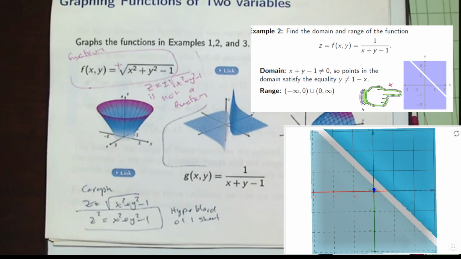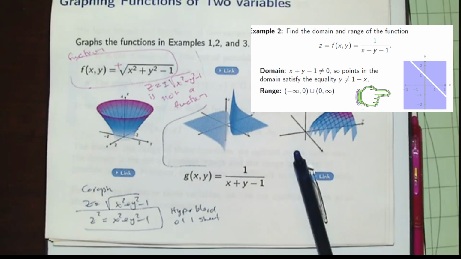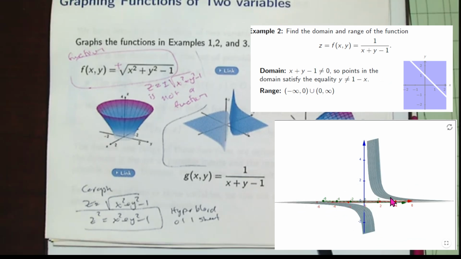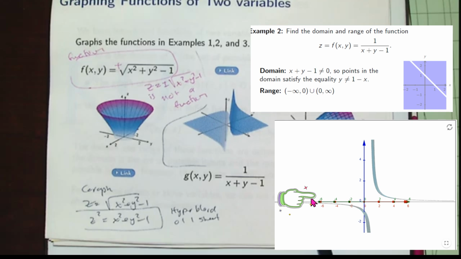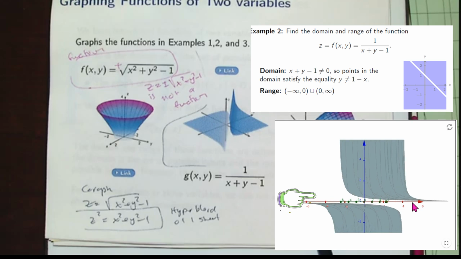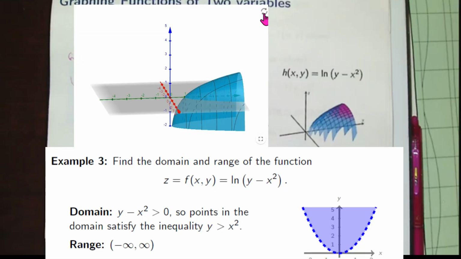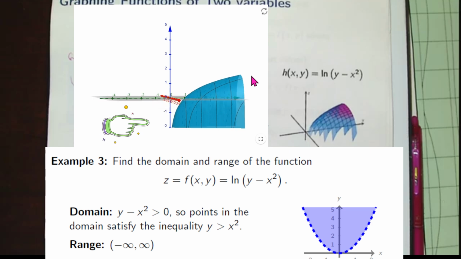What does this remind you? That one. You can see the domain from there. And the range is just slice it in z equal to constant direction. It tells you if you can slice in a z equal to constant direction, then you have that z value as an output.